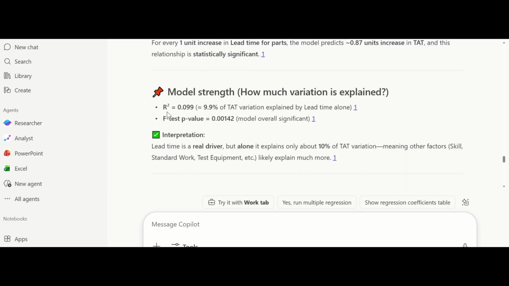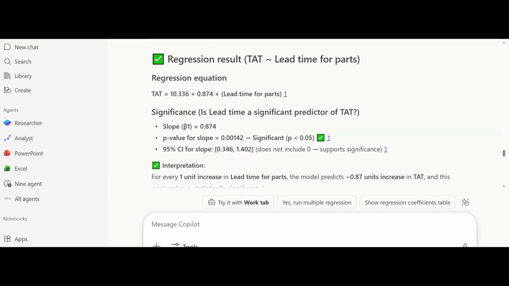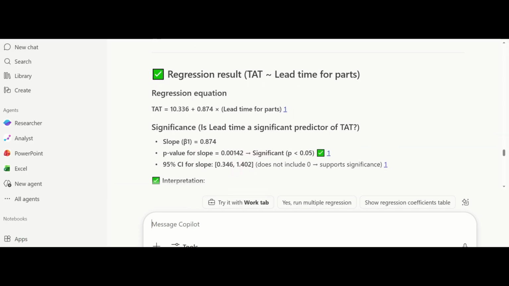In this test, if you look at the R-square value, it is 0.099, which is only 9.9%. It should be greater than or equal to 65% to suggest that they are significantly contributing. But the movement of X is not impacting the movement of Y, which means lead time for parts is not directly contributing to the turnaround time. Let's go back to the PPT and see what solutions were identified for these significant X's.